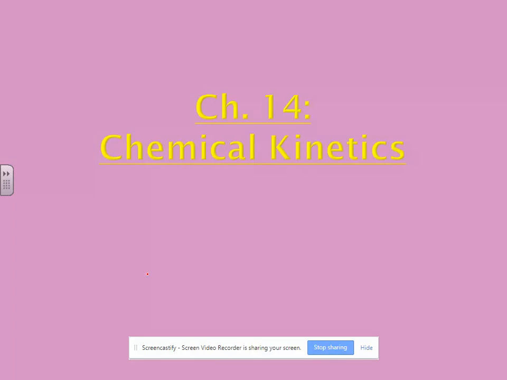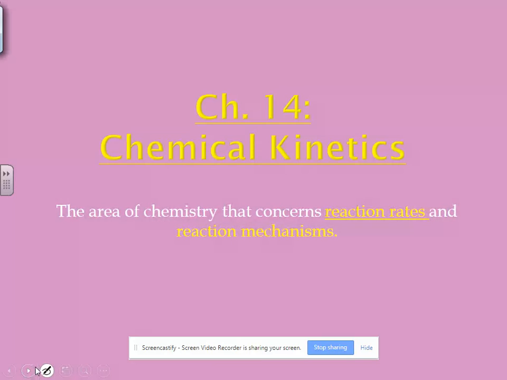So we're going to begin our study of chemical kinetics, and first off we want to define what exactly chemical kinetics is. Kinetics is the area of chemistry that concerns reaction rates and reaction mechanisms. The rate of the reaction is how fast or how slow the reaction takes place, and the mechanism is the step-by-step process by which the reaction occurs.